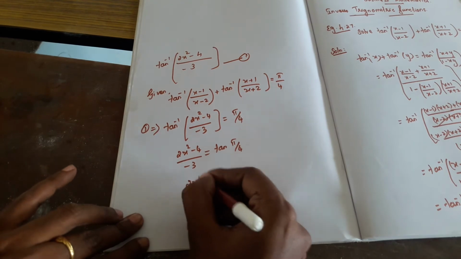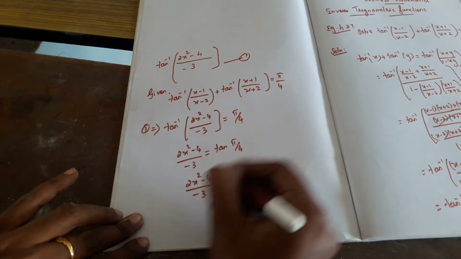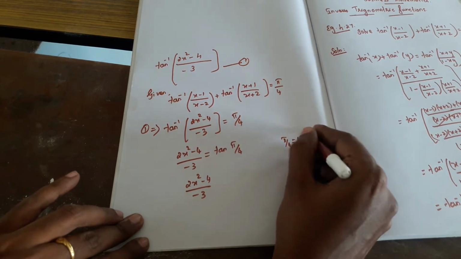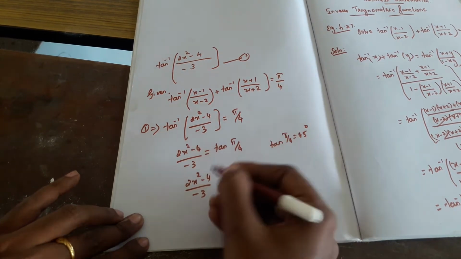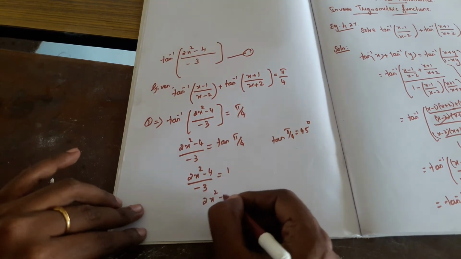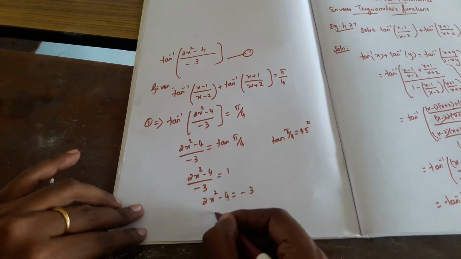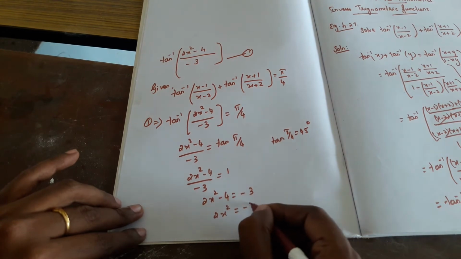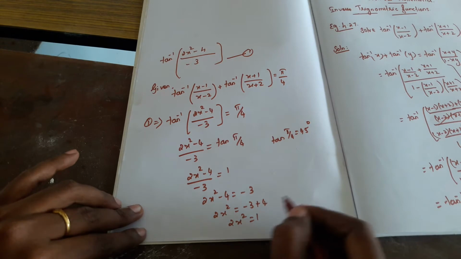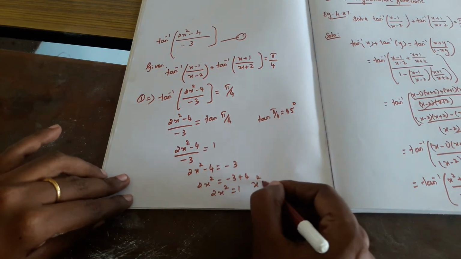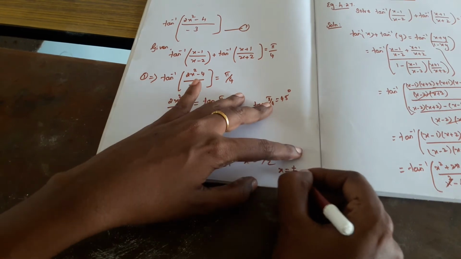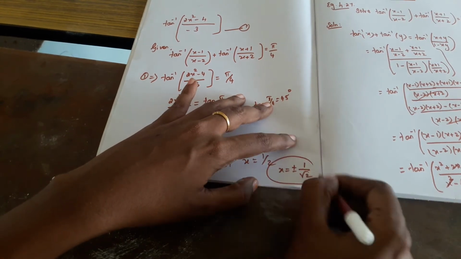So (2x square minus 4) divided by minus 3, if you need, you can write it. That is pi by 4 is equal to 45 degree, which is equal to 1. So cross multiply it. So 2x square minus 4 is equal to minus 3. So 2x square is equal to minus 3 plus 4. So 2x square is equal to how much? 1. So x square is equal to how much you will get? 1 by 2. So from that, if you need the x value, x is equal to plus or minus 1 by 2. This is the value.